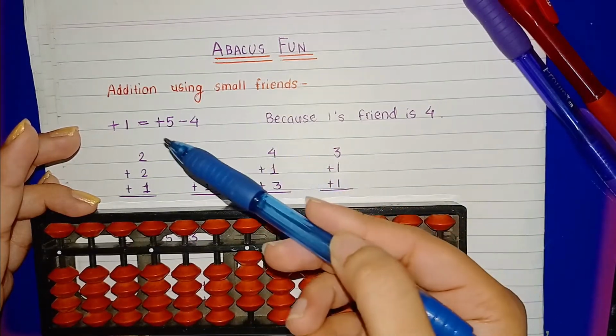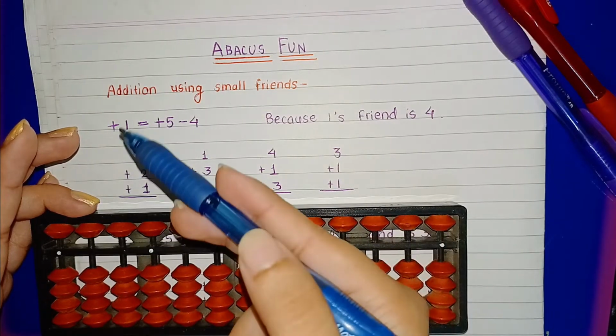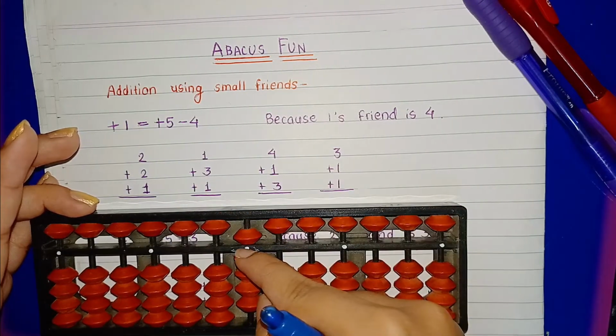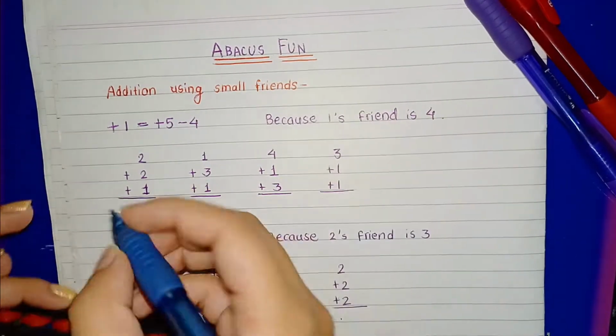Follow this rule. That is, add the boss. First we will add 5. And what is one's friend? One's friend is 4. So simply subtract 4. You get your answer. That is 5.